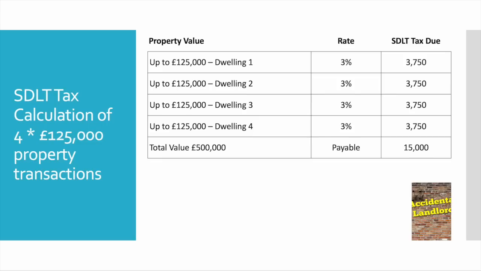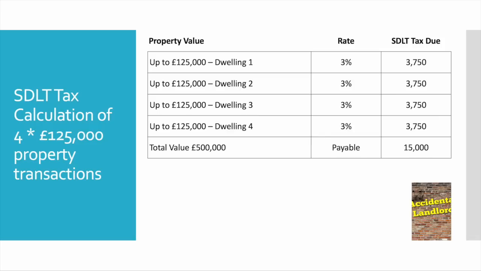Dwelling 1 is taxed at 3%, as is dwelling 2, as is dwelling 3, as is dwelling 4. All these will encounter a charge of 3,750, which equates to a total payable of 15,000, which, as you can see, was considerably cheaper than the previous slide, which said 30,000. So now I've gone through the maths of how the calculations work.